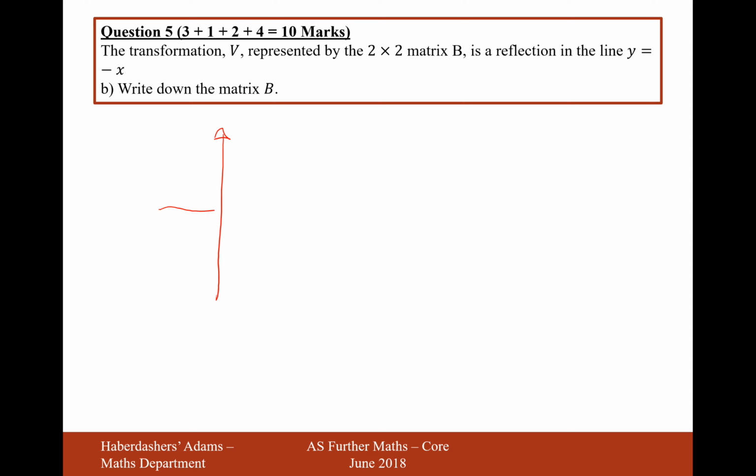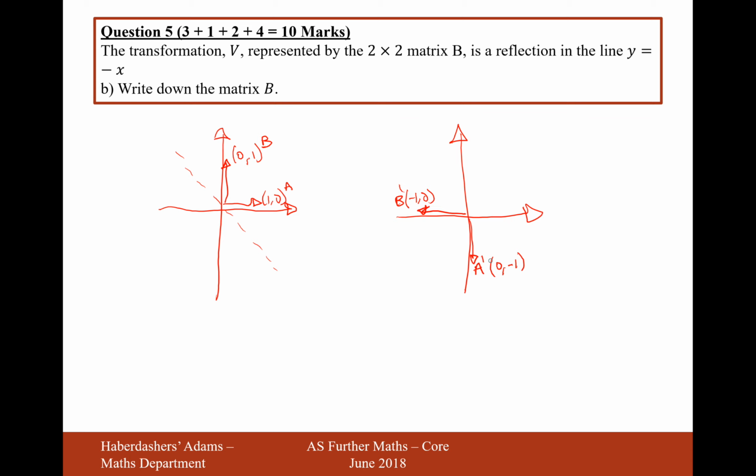Okay, we're going to do something fairly similar, but I'm going to transform the coordinates first. So I'll have my coordinate A here, 1, 0, and this coordinate B up here, 0, 1. And I'm going to transform it in the line y equals minus x. That's this line here. So A is going to end up being transformed down here at 0, minus 1, and B is going to be reflected down to this point here, which is minus 1, 0, B dash and A dash.